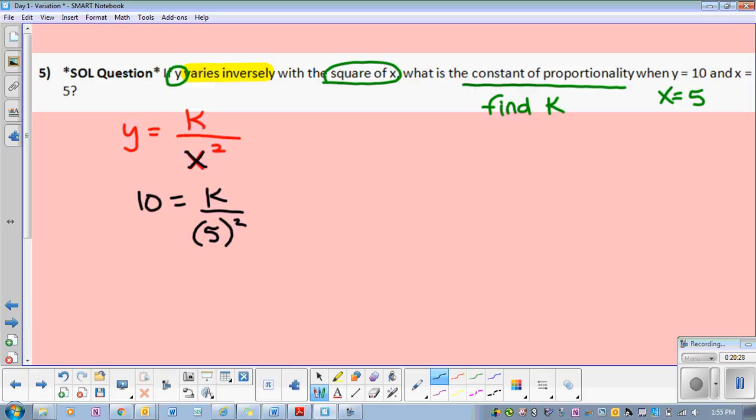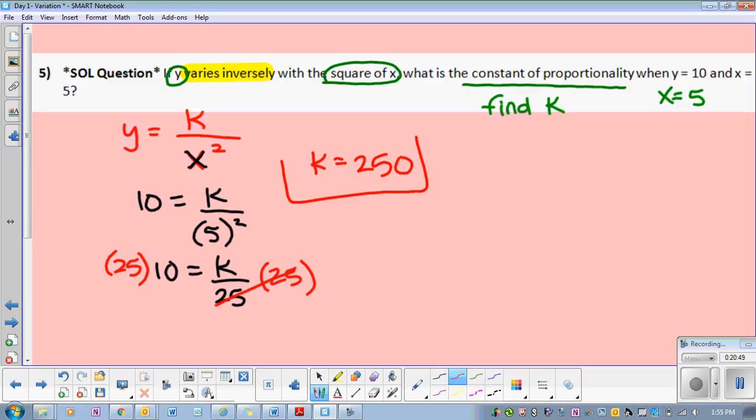5 squared is 25. So 10 equals k over 25. What do you have to do to solve for k? Times it by 25. Good. So k equals 250, and that is your answer. All right. Okay, so let's try the next one. All right.